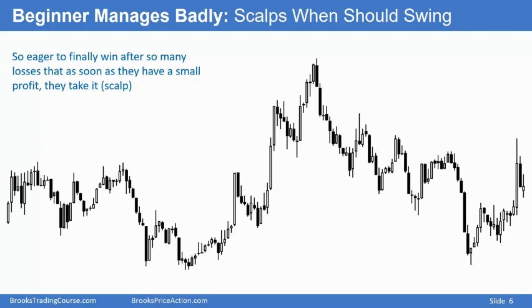They're so happy to finally not have a losing trade that they take a quick profit. And that is a losing strategy. You cannot have small profits if you're taking low probability trades.